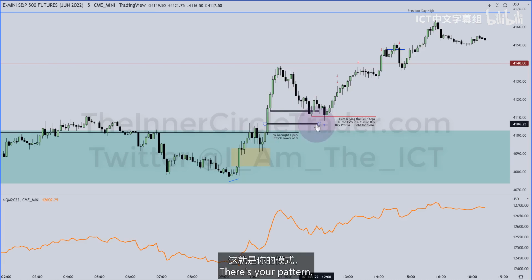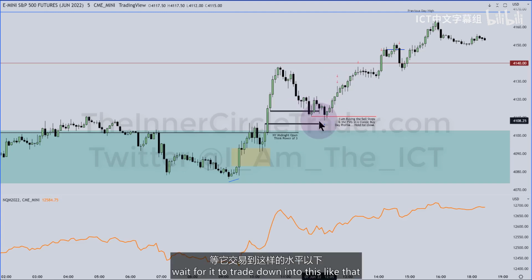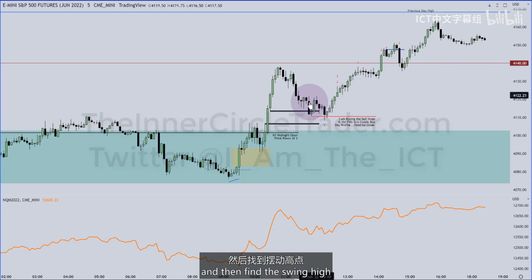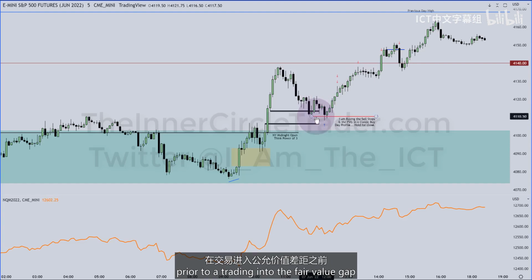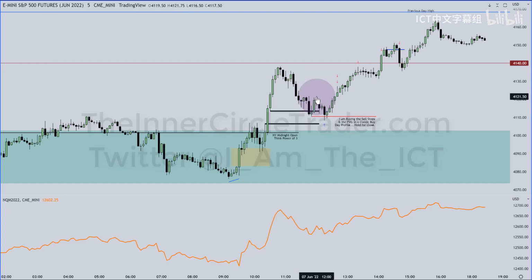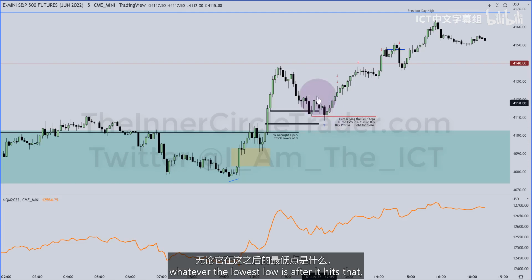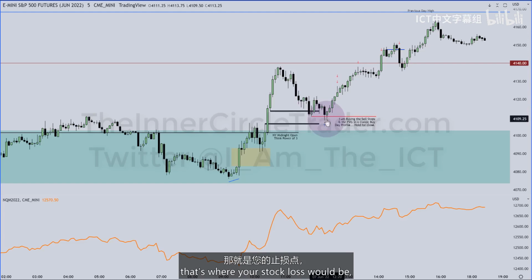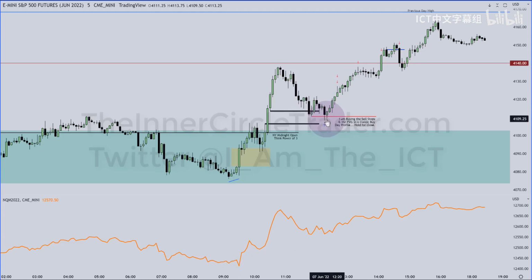Or level here. There's your pattern. See that? Or you can do this. You can wait for it to trade down into this like that, and then find the swing high prior to it trading into the fair value gap and put a buy stop there as your entry. And whatever the lowest low is after it hits that, that's where your stop loss would be, just right below that. And you can be buying strength.